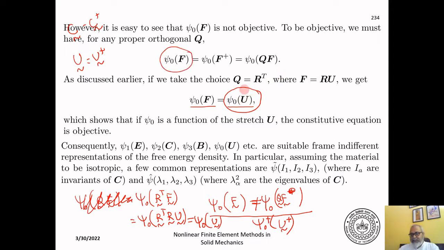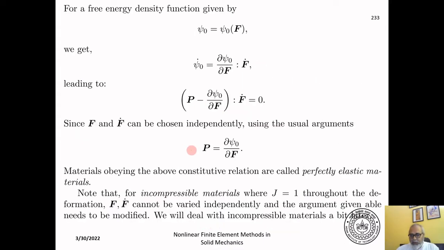But U, remember, is dependent on F. Therefore, this relation still holds, but this cannot be merely a function of F; it has to be a function of U, or it can be a function of certain other functions of U. For example, C is U squared, so it can be a function of C. E is equal to half of C minus I, so it can be a function of E.